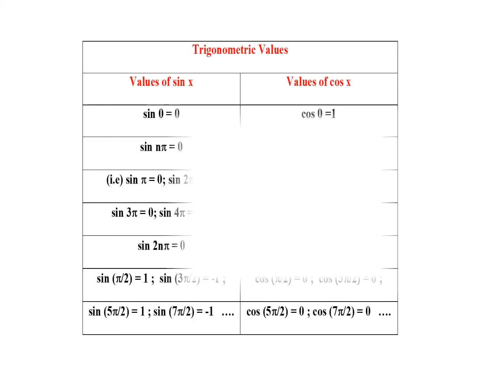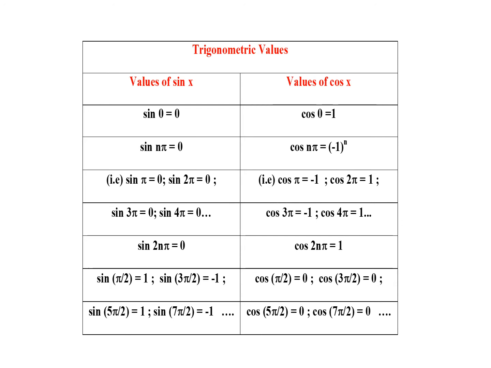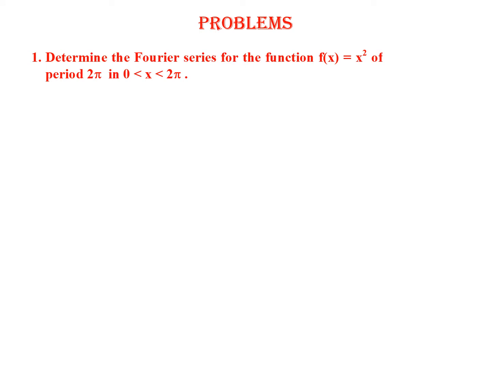Next, we have a glimpse of the values of sin x and cos x for certain important numbers. Now let us start the problems of finding Fourier series. The first one, determine the Fourier series for a function f of x equal to x squared of period 2 pi in the given interval 0, 2 pi.